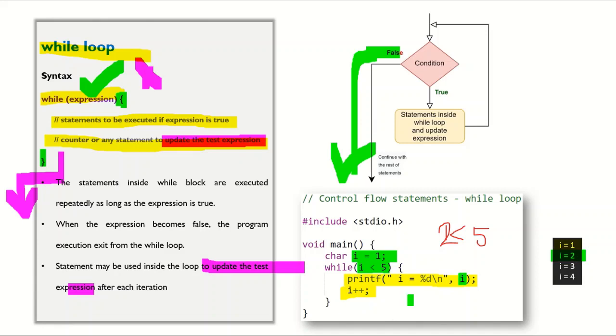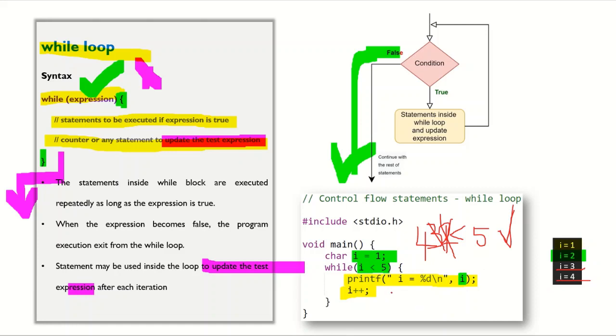Then i is incremented to value 3 and the condition is checked, i less than 5, that is 3 less than 5. This is also true, so it will print the value of i equal to 3. Then it will increment i to 4. Again it checks i less than 5, that is 4 less than 5. This is also true, and it will print the value of i equal to 4.